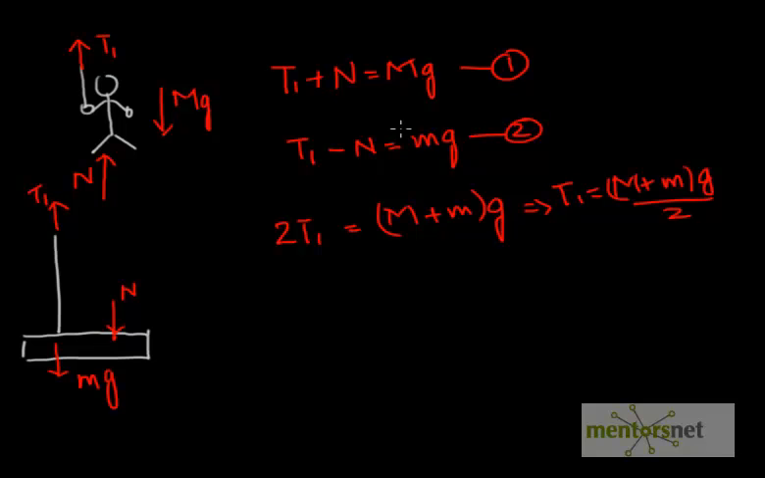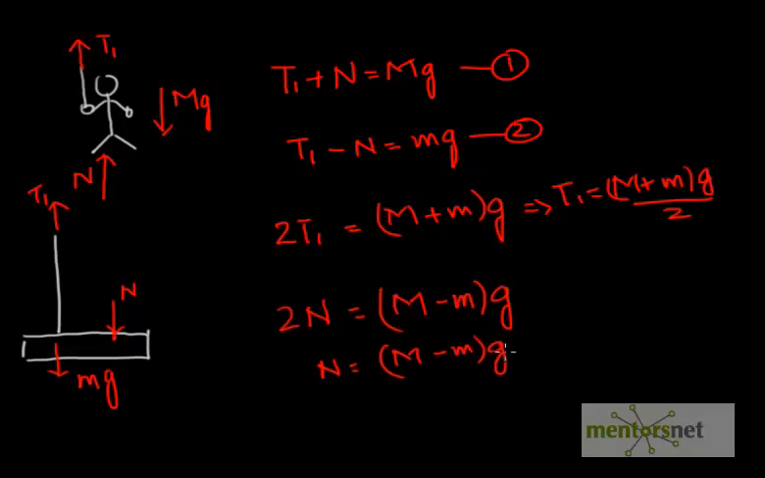And if we subtract equation 2 from equation 1, what we'll get is 2N is equal to capital M minus small m into g. So N is equal to (M minus m) g by 2. So here we've solved this question.